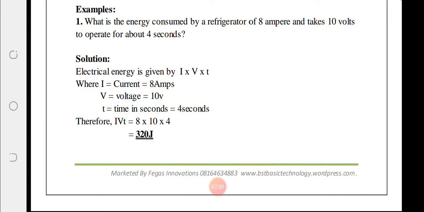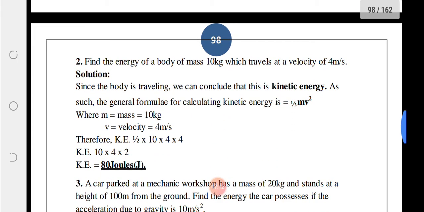So if you have a question like that, you should be able to answer it when they ask about energy consumed by any electrical device. It is IVT: current times voltage times time. Another one says find the energy of a body of mass 10 kg which travels at a velocity of 4 meters per second.